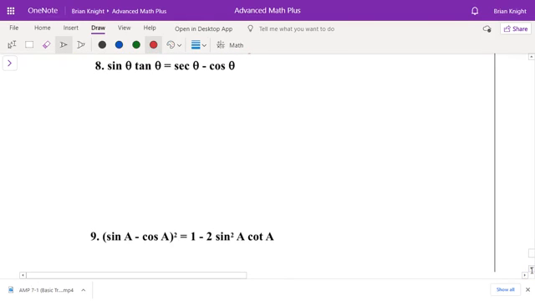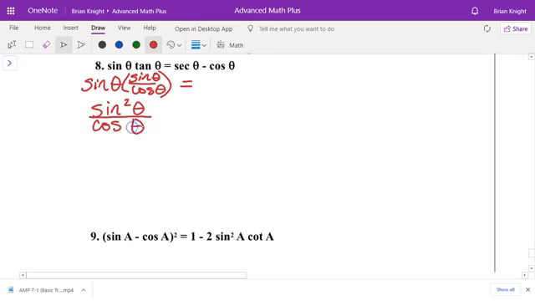Number 8, which side do you want to start with? Okay. So that's going to be sine theta. What can I change tangent to? Sine over cosine. Does anything cancel there? Stay above the line. No. So sine times sine is? Sine squared. Sine squared theta over cosine theta.